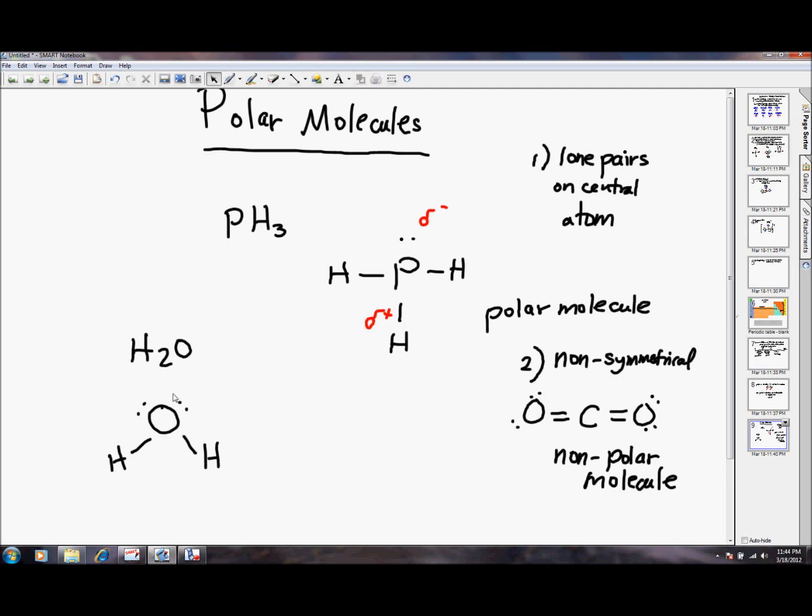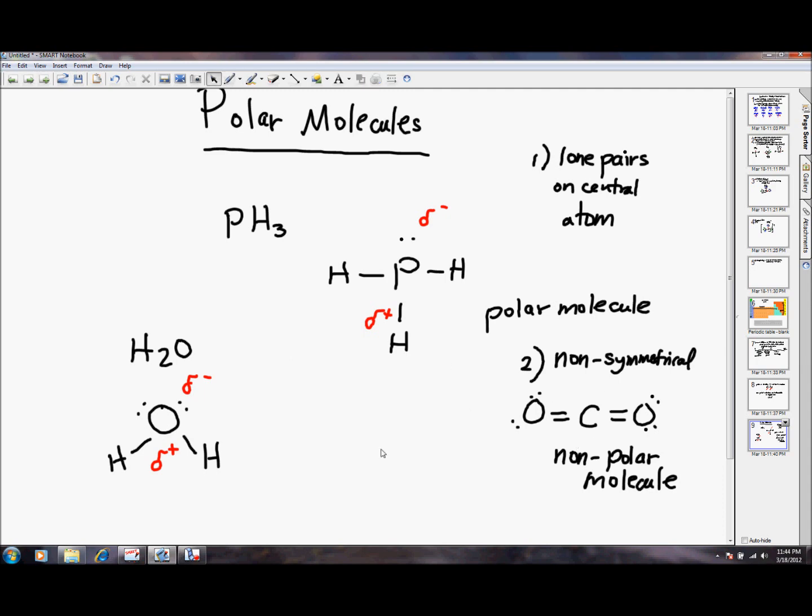Students tend to say, oh look, it's a symmetrical molecule. You have to check number 1 before you check number 2. So you look and say, oh wait, there are lone pairs on the central atom. Yes, it looks symmetrical, but the lone pairs on the central atom will make it a polar molecule. So this end of the molecule is the negative end, and this end of the molecule is the positive end.